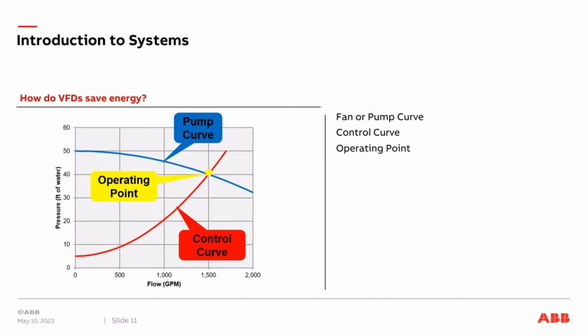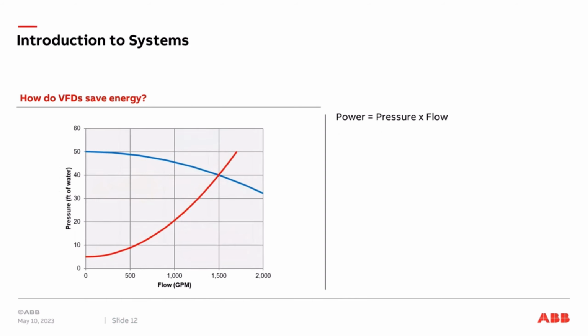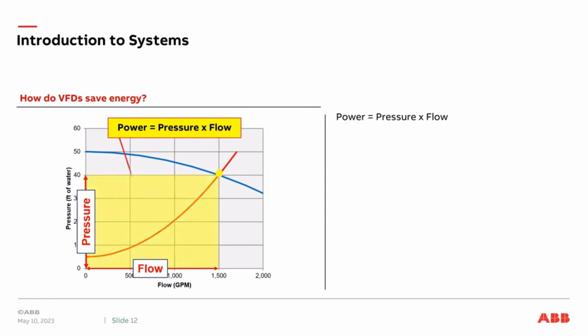In this case, when the pump's running across the line, it will meet the control curve at 1,500 gallons per minute. And that requires a pressure of 40 feet of water. And there's your operation point. So let's look at power. Power is equal to pressure times flow. We have our operation point at full speed across the line. Our pressure is shown on the y-axis, and our flow is on the x-axis. The total amount of energy being used is power.